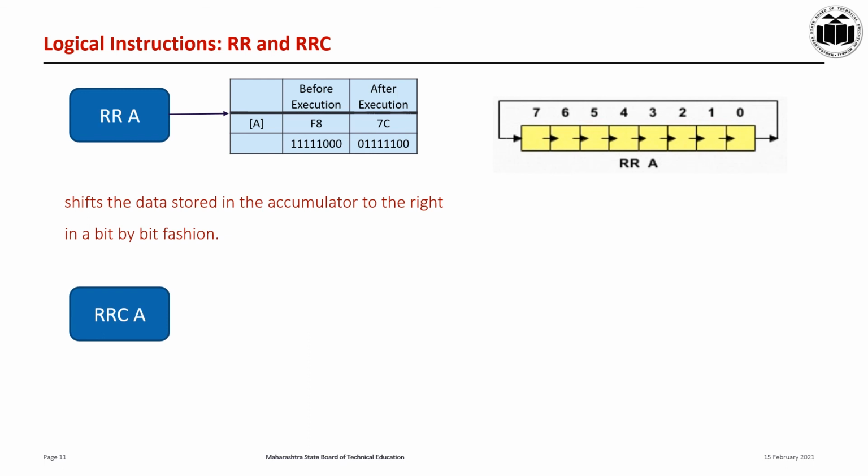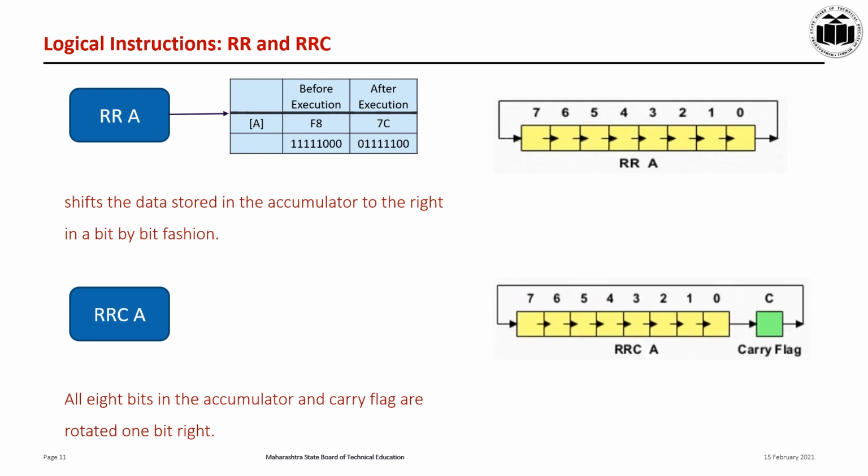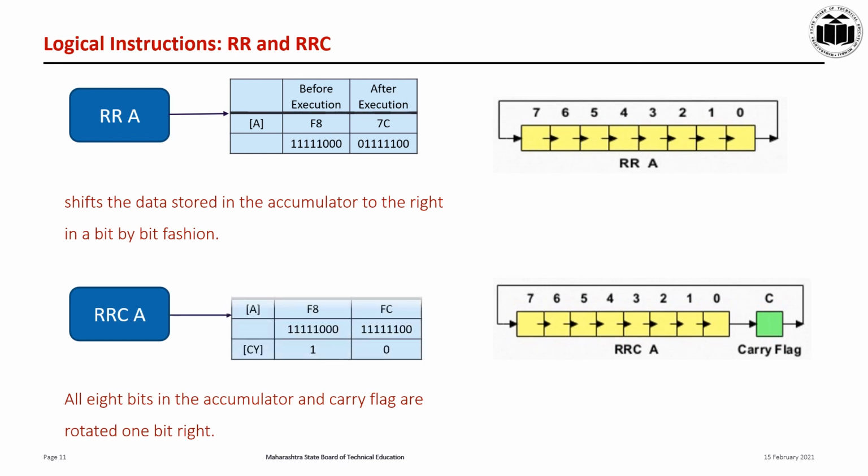Rotate right with carry, that is RRC A. All 8 bits in the accumulator and the carry flag are rotated 1 bit right. After this operation, the carry flag is stored into the bit 7 position and bit 0 is rotated into the carry flag position. If the accumulator contains F8H and the carry flag is 1, then after execution of this instruction, the accumulator will contain FCH and the carry flag will contain 0.